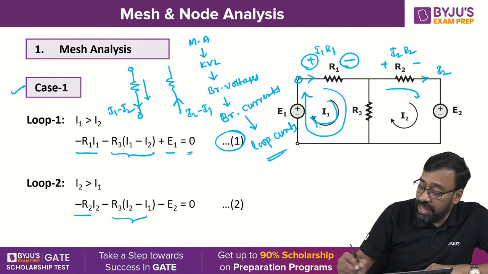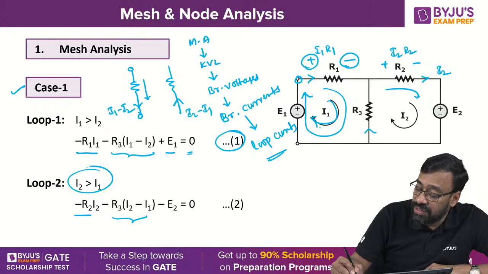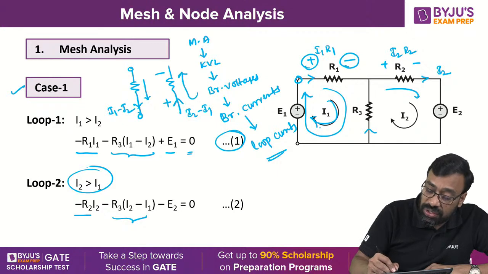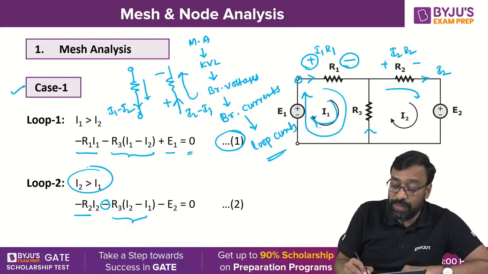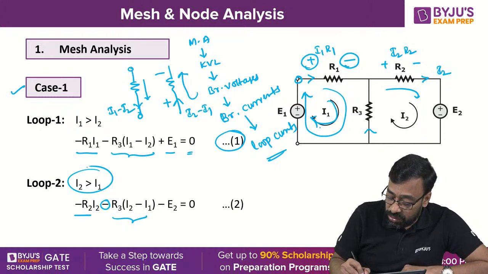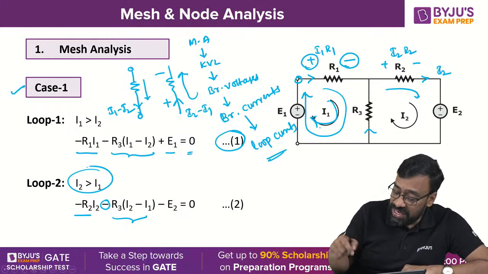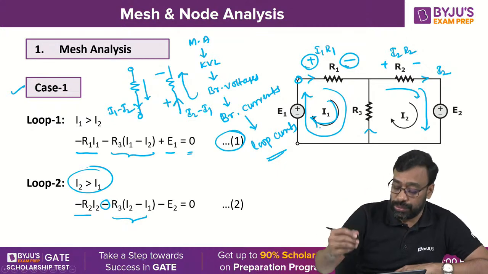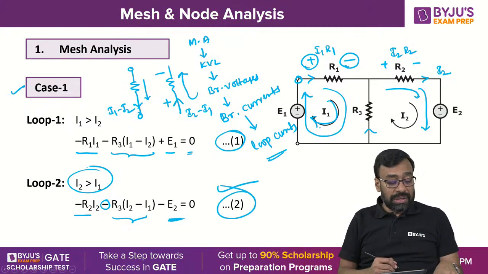Similarly, for loop 2: minus R2 I2. Here, I2 is greater than I1, so the current is I2 minus I1, and the polarities will be plus, minus. Moving in this direction, you again get a fall in voltage, that is why you have a negative sign: minus R3 times (I2 minus I1). Then it is not minus E2 at first, I'm sorry: this is plus E1 in the first equation, and this is minus E2, because you are moving from plus to minus, that is a fall in voltage, therefore minus E2. Got it, okay? So the second equation is also obtained.